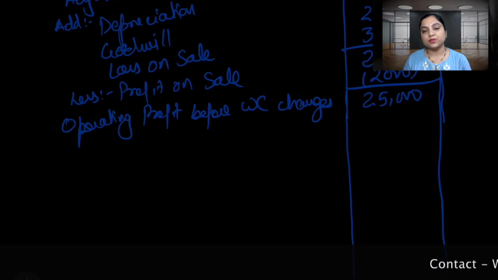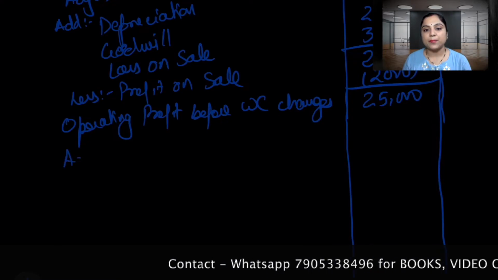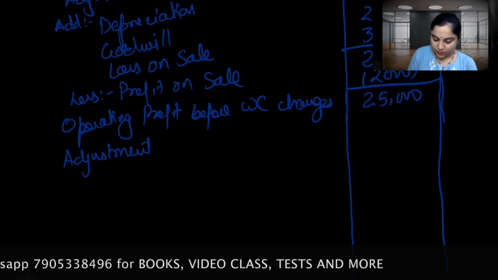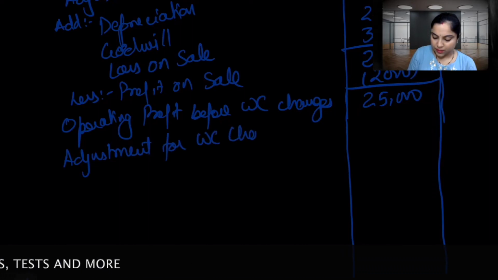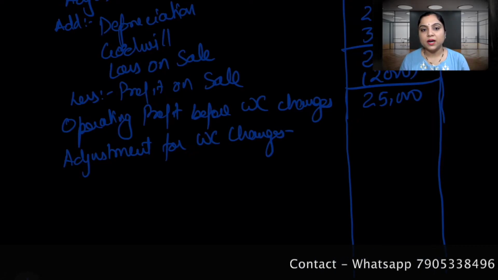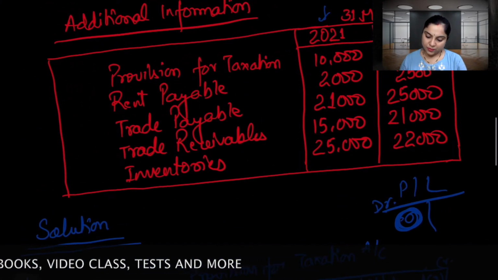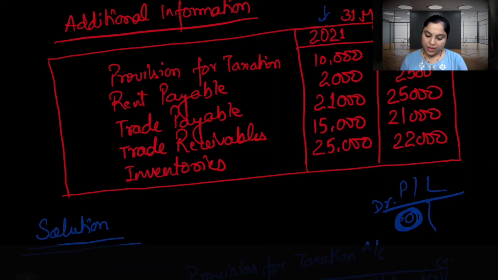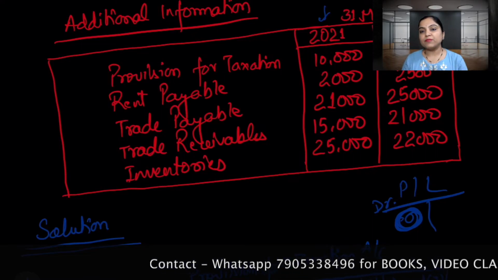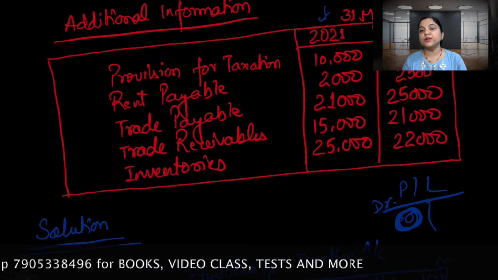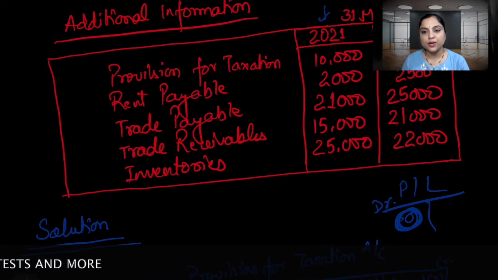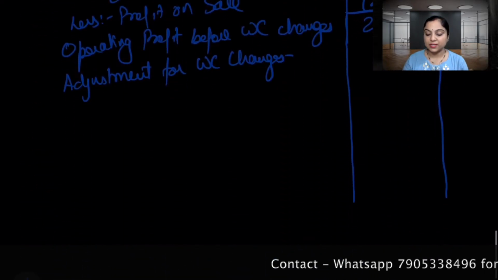So now we have to look at the broad picture relating to the working capital changes. Adjustment for working capital changes. So let's see what things come with the adjustment of working capital changes. We have inventories from 25,000, it reduced. That means earlier you bought inventory for 25,000, but now you bought only 22,000. That means you saved 3,000 rupees. Just think like that.